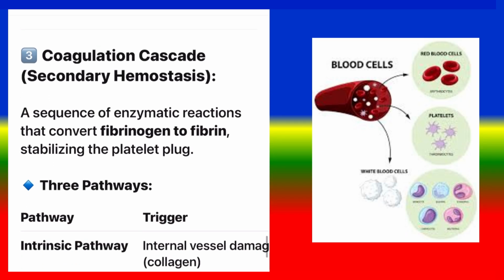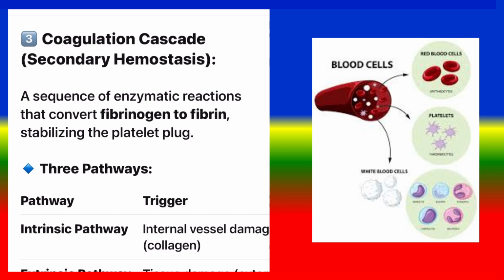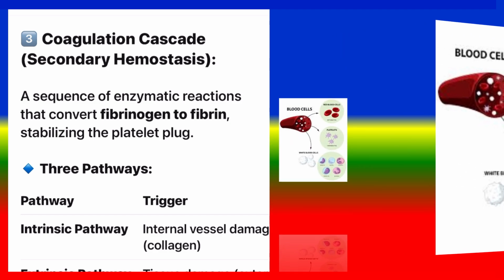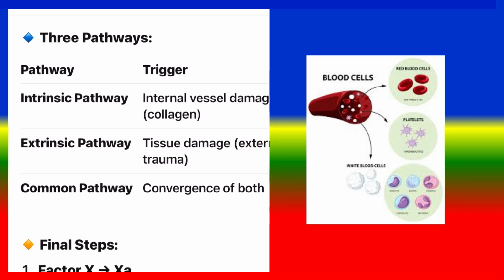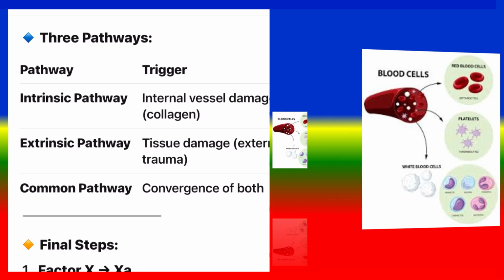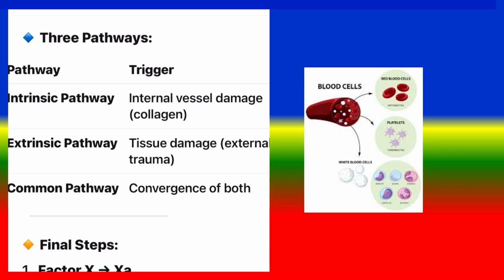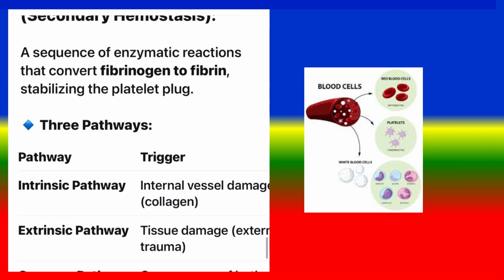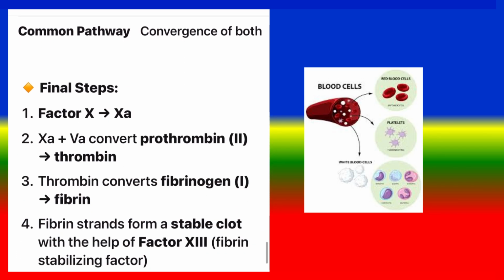3. Coagulation cascade, secondary hemostasis: a sequence of enzymatic reactions that convert fibrinogen to fibrin, stabilizing the platelet plug. 3 pathways. Trigger, factors involved. Intrinsic pathway: collagen, factor 8. Extrinsic pathway: external trauma, tissue factor. Common pathway: convergence of factors X, V, II prothrombin, I fibrinogen.